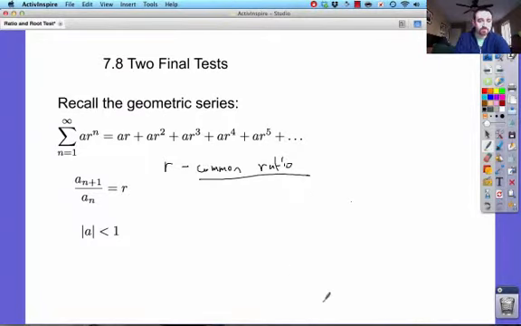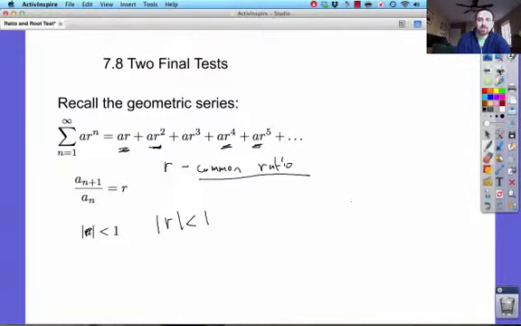The reason it's a common ratio is that if I take one term and I divide it by the previous term, or I take this term and divide it by the previous term, I always end up with the number r. So r is the number that is common to one term and the next term. What we know is that if the absolute value of r is less than 1, that is, r is between -1 and +1, not including the two, then this series converges, otherwise it diverges. So it's just remembering that.